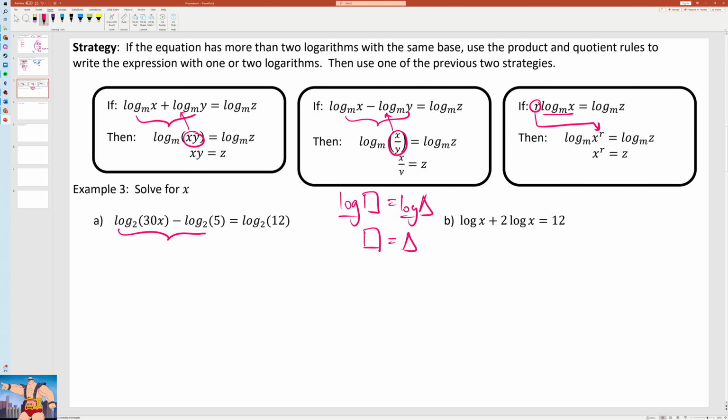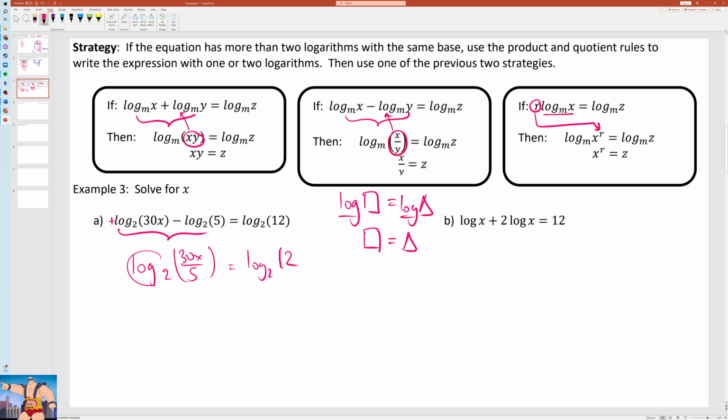Let's make that happen. So how do we combine two logs that we're subtracting? Well, we're going to apply log rule number 2. The difference of logs is equal to the quotient. So the positive one goes on top, 30x, and the negative one goes on the bottom, 5, is equal to log base 2 of 12.